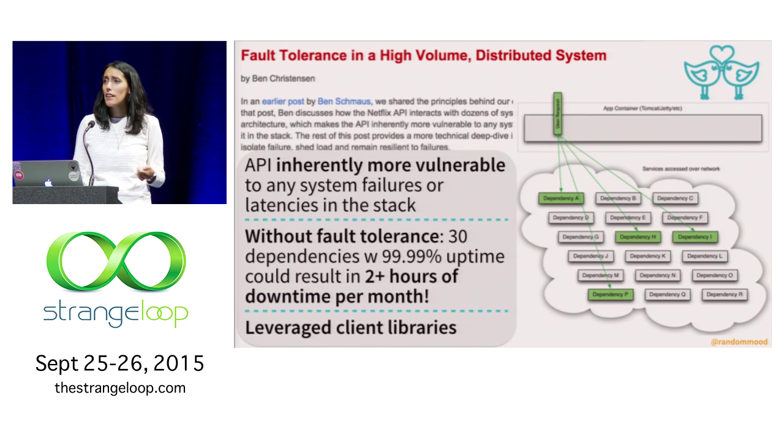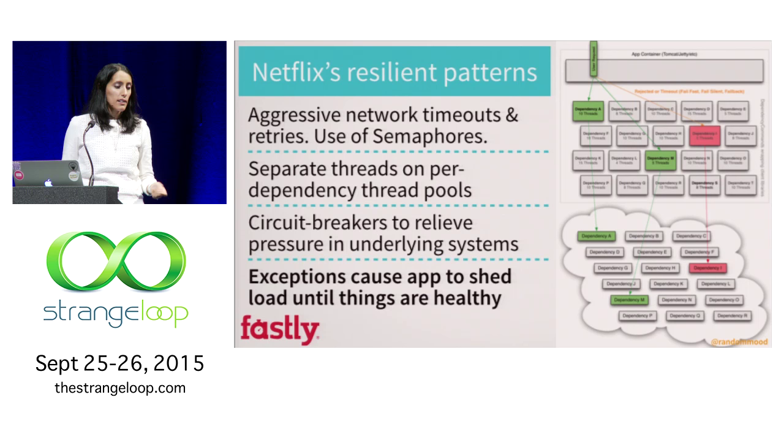They also said that in their system, without any sort of fault tolerance, when you have around 30 dependencies, each with around 4 nines of uptime, it could result in about 2 hours of downtime per month. So not great, right? The way they solve this is that they use client libraries, and they provided these client libraries to the rest of the organization. In this picture, you have a request going out to the dependencies, and this is how it looked after they architected it.